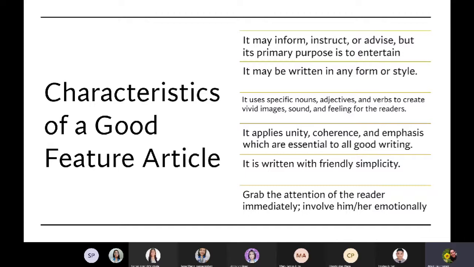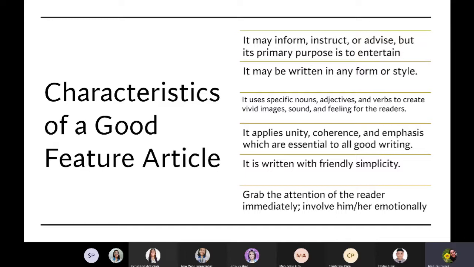Second, it may be written in any form or style. I remember during our college years, I had a classmate who wrote a feature article that had a different structure. The look of his poetry looked like a girl. The face, the form, but written out in words. Imagine, it was not centered or straight. But he made the shape of his poem become the form of a girl. Okay, so that's a good way. And that's also a unique style, because you already attract your readers.